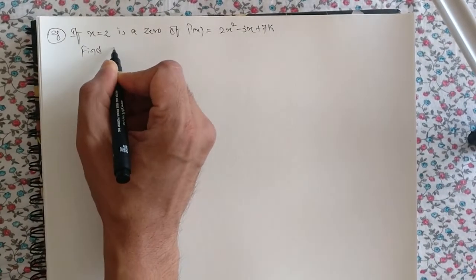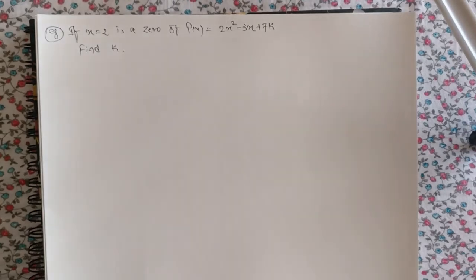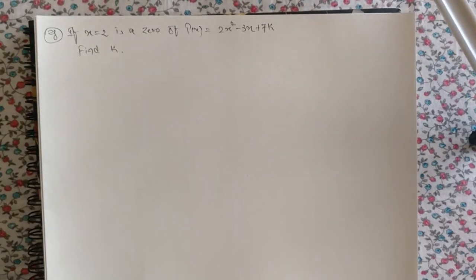Find k. They have already given us that x is equal to 2 is a 0 of the given polynomial, and the polynomial is 2x square minus 3x plus 7k. You have to find the value of k. Now if x is equal to 2 is a 0 of this polynomial, if I put the value of x as 2, what will I get? Pause the video and think and answer to yourself.